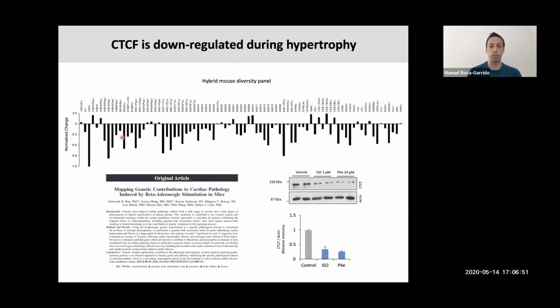As you can see here, in the majority of these mouse strains, the CTCF level decreases after inducing heart failure. This was confirmed using NRVMs, neonatal rat ventricular myocytes, where we induced the disease phenotype using isoproterenol, the same drug used for the HMDP panel, and also using a different agonist called phenylephrine. Again, when we treat these NRVMs with these two agonists, we have less CTCF.